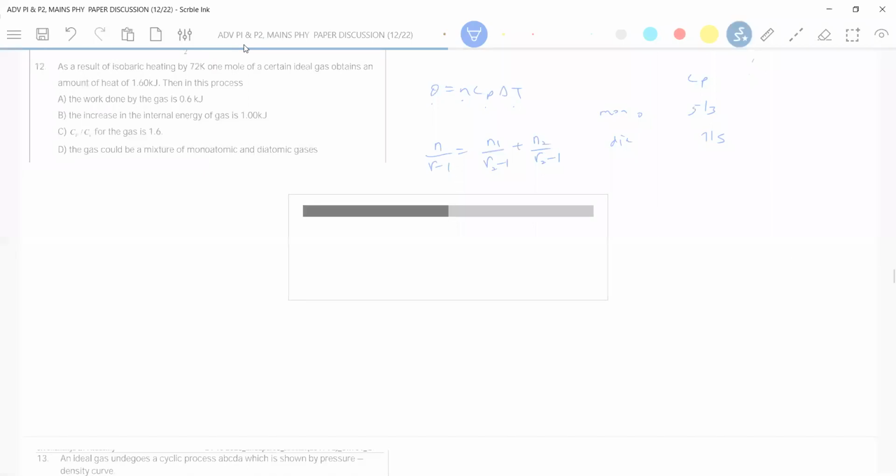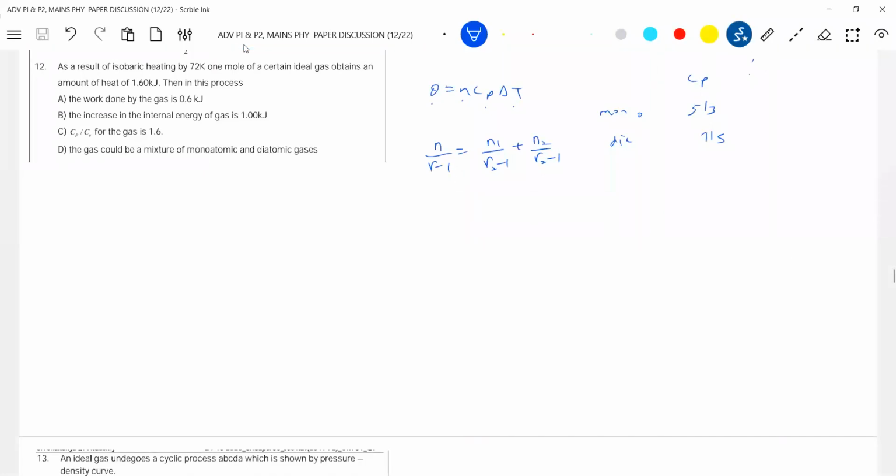Sir, it should be gamma, not CP. Okay, so sorry. CP will be 5R/2, no? Only. And this will be 5R/2, 7R/2. CV will be 3R/2, CP will be 5R/2 for monoatomic, and for diatomic it will be 7R/2. So what value will you get? CP, check it now. Gamma 1.